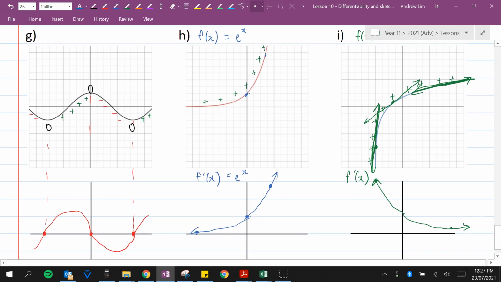Alright, that's it for this video. So now you know where a function is differentiable or not, and how to sketch the general shape of gradient functions. We don't really need to know what these turning points are yet. You will learn that in year 12, how to actually work that out.